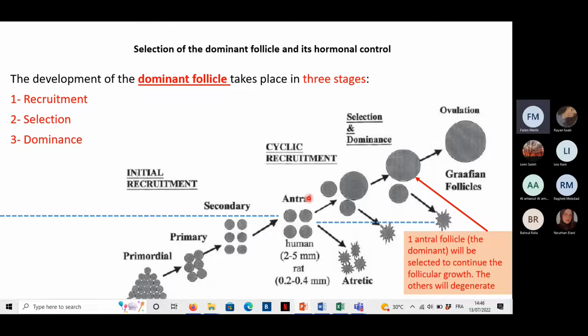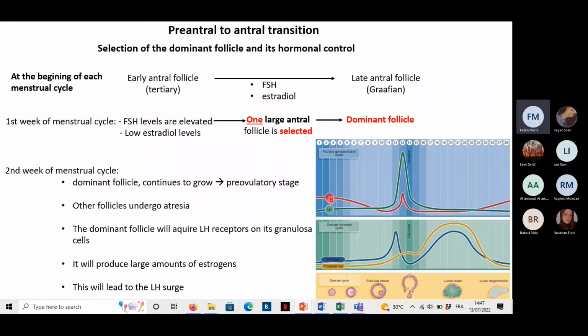Okay, before the antral stage, the granulosa cells didn't use to produce estrogens. Okay, now the recruited follicles start to produce estrogens by the granulosa cells, and this is due to the action of the FSH, as you can see here.